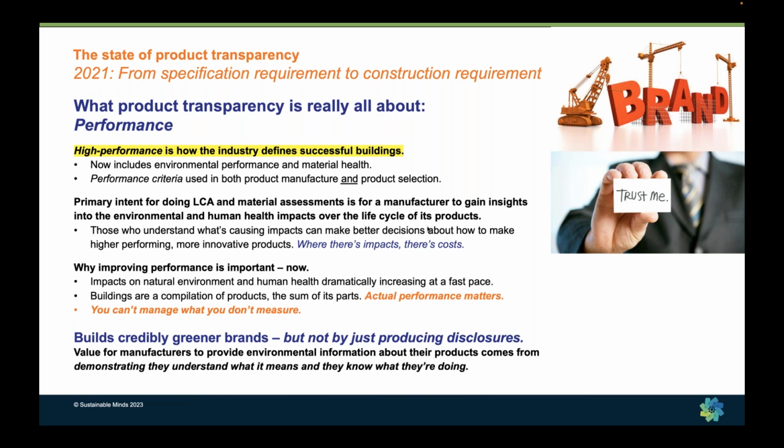So, I start every presentation, whether I'm speaking to manufacturers or to building professionals, by saying that product transparency, environmental performance, and material health are performance attributes, just sitting alongside the traditional ones like functional performance, safety, cost, aesthetics. Environmental performance and material health are performance criteria being used both by manufacturers in how they make products and now by building professionals in how they select products.